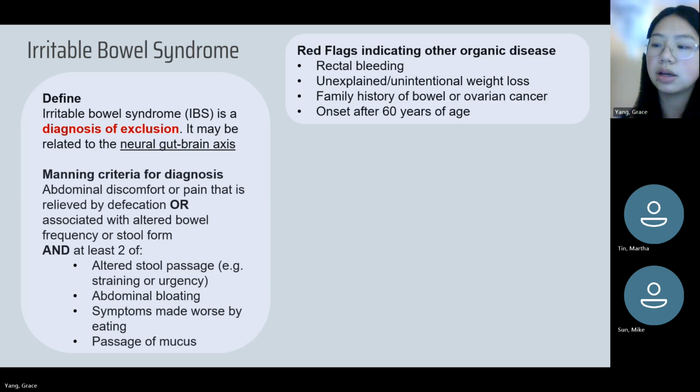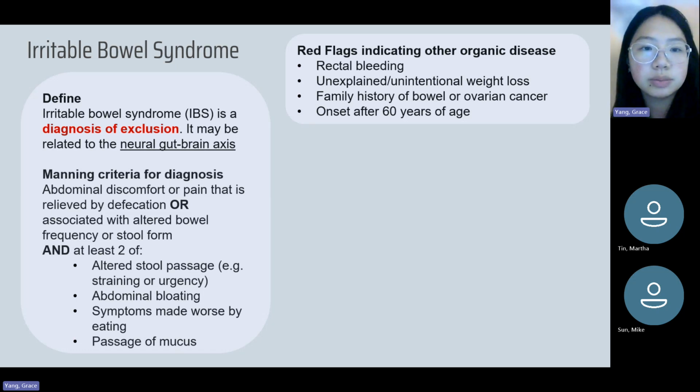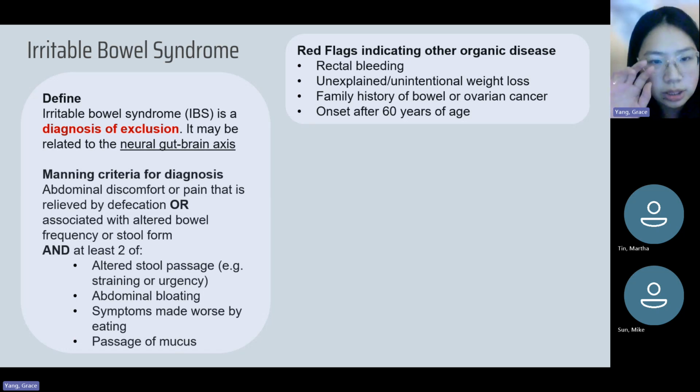This is a condition that's obviously quite common to come across, but it's a diagnosis of exclusion. So you need to do all the investigations and make sure it's not something else. It's usually a pain that is relieved by defecation, or it's associated with altered bowel frequency or stool form. With IBD, even if they go and defecate, they may still have that pain.